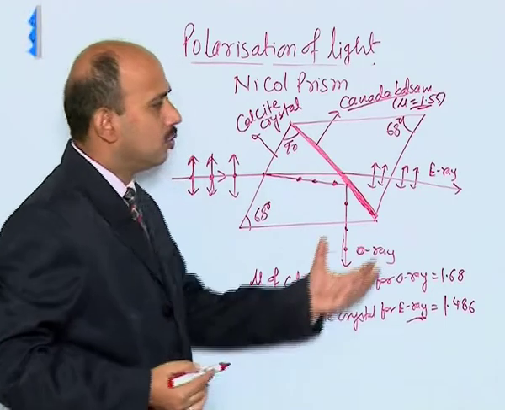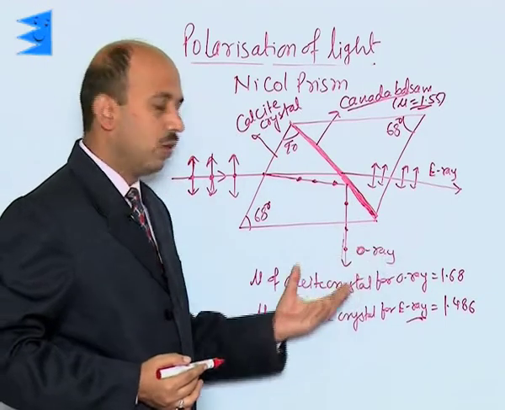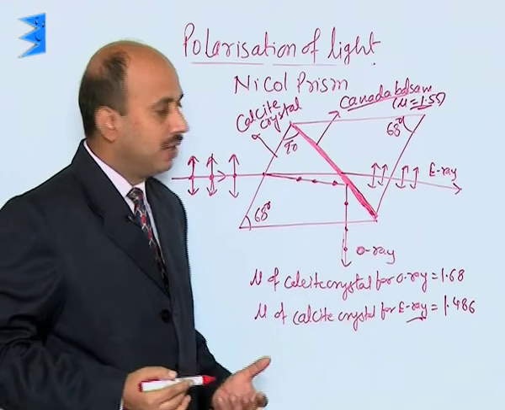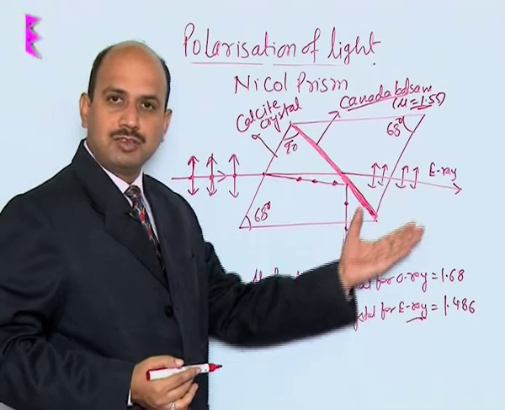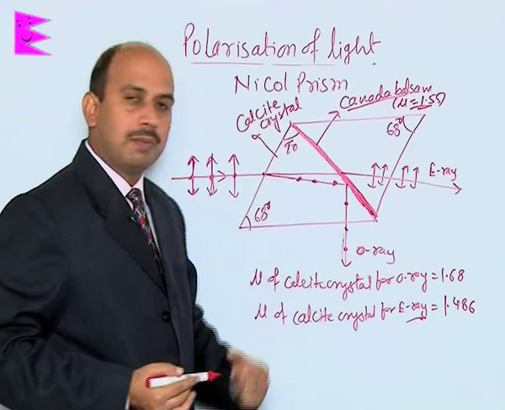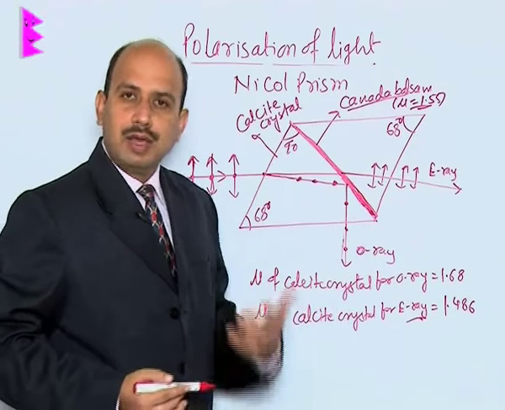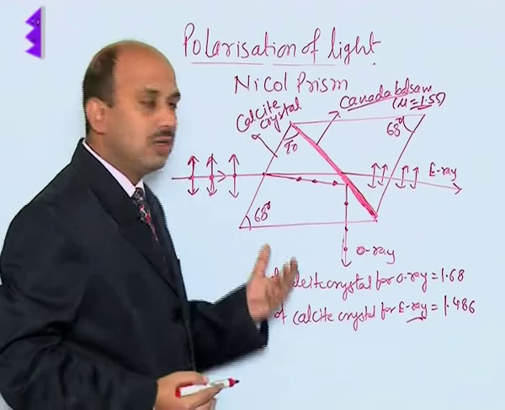So, there we get the two components of the light, the E ray and the O ray. In this way, the light has been polarized, because one vibration is in one plane on this side, and the vibration in another plane is on this side. So, we can polarize light by using a Nicol prism.